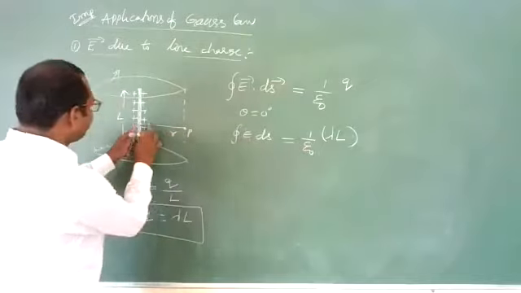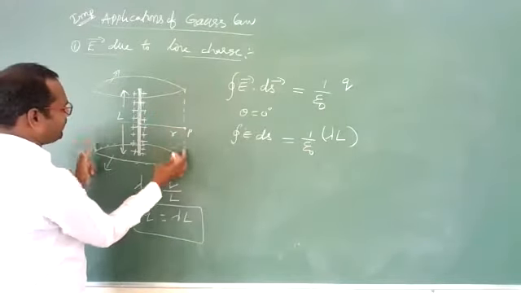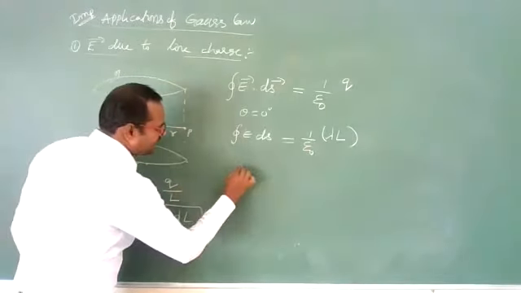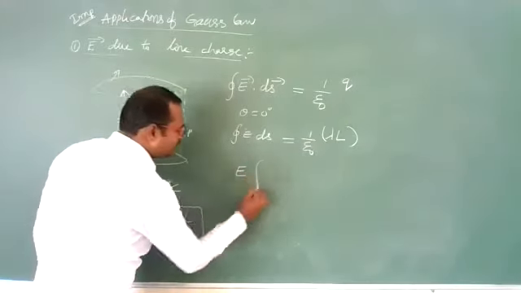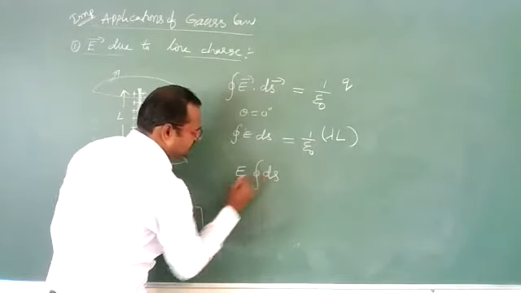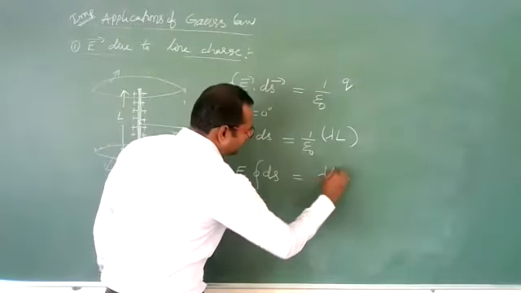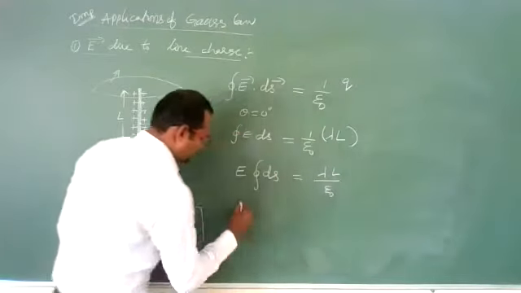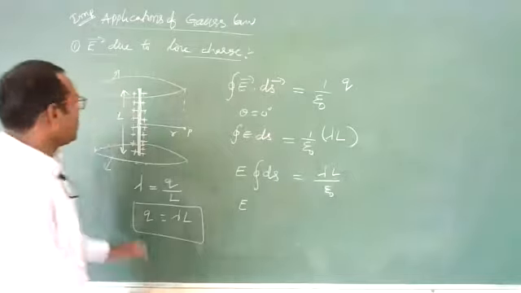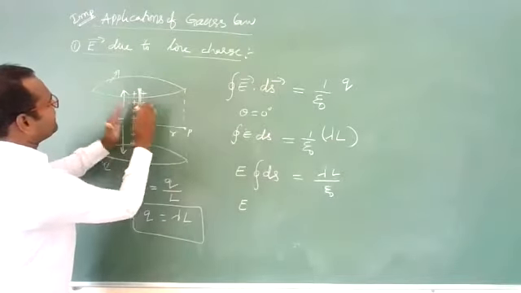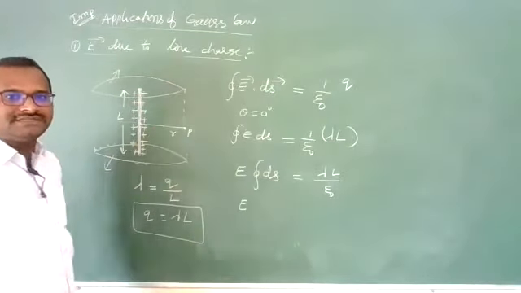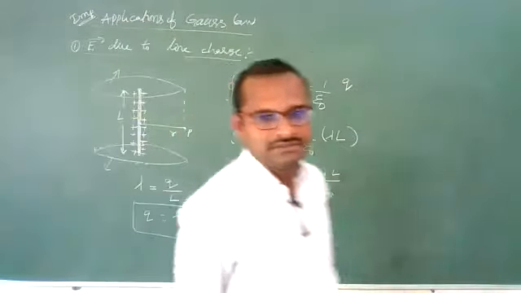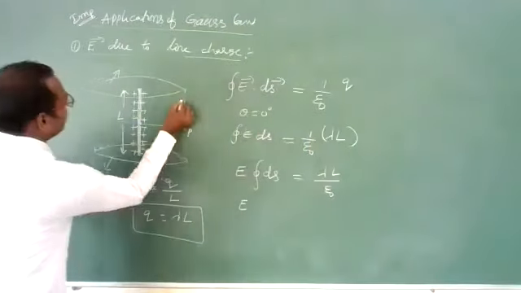Now, as this electric field is equal at each and every point on that curved surface, you can take it out of the integration. The integration of dS is equal to lambda into L by epsilon naught. So E into S. What will be the total curved surface area of this cylinder?